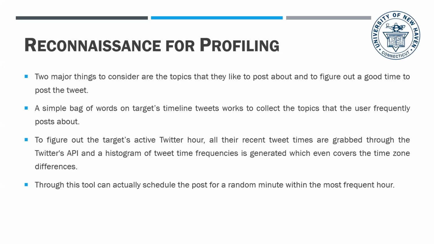Next is to figure out the target's active Twitter hours. But why is this considered? First thing is a difference in time zones, and the other is if they are not online, then they won't see the posted tweet right away. So all the recent tweet times are collected through Twitter's API, and a histogram of tweet time frequencies is generated, which even covers the time zone differences. With the obtained data, the tool will automatically schedule the post for a random minute within the most frequent hour.